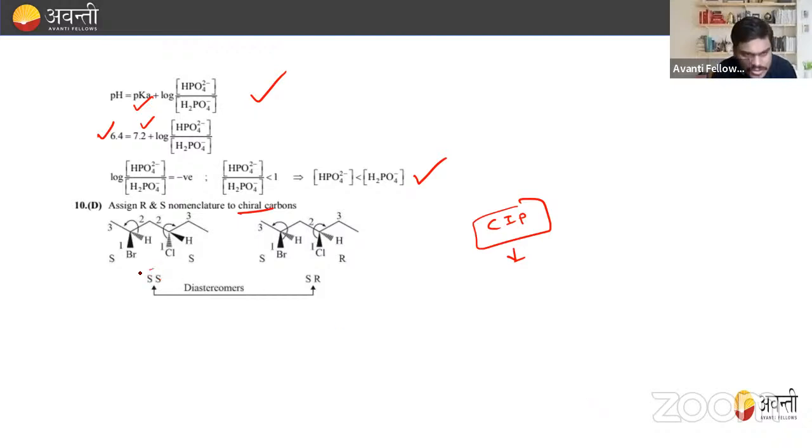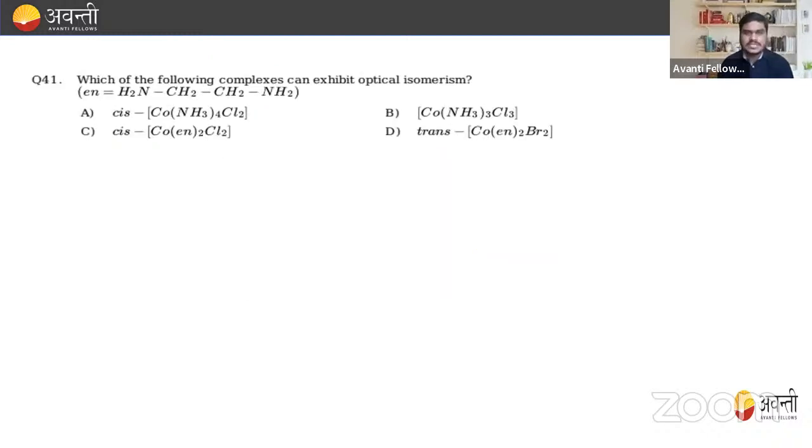So these two, because they form SS and they form SR, so these two are diastereomers in nature. Okay. So assign RS nomenclature to the chiral carbon, and this formation, that is SS or SR formation, takes place. So these are the diastereomers. So just try to learn this. This shows the diastereomers nature.